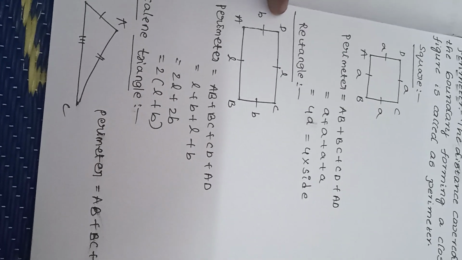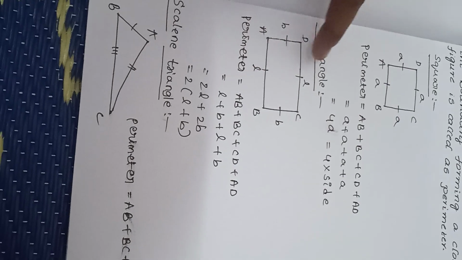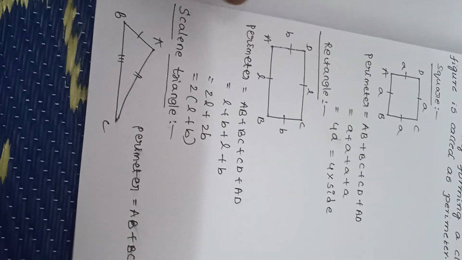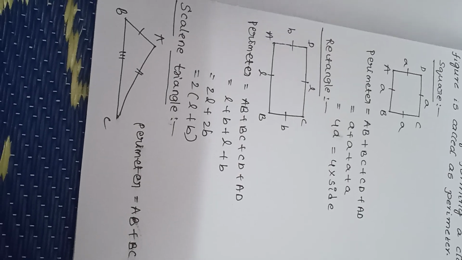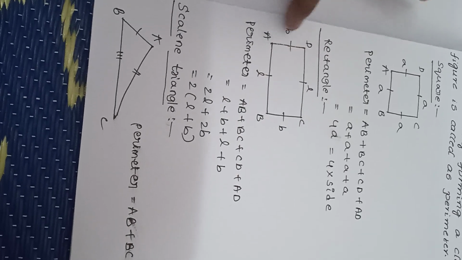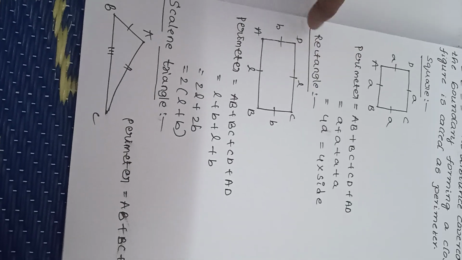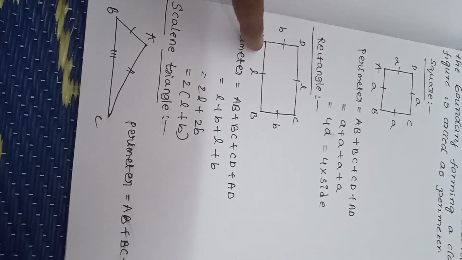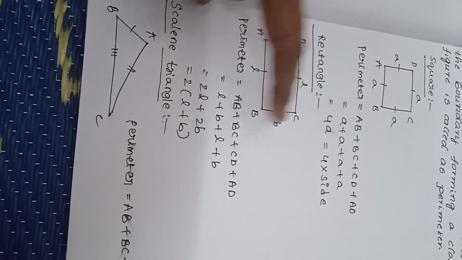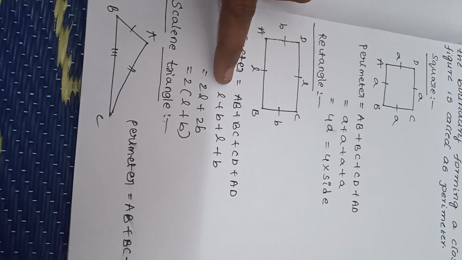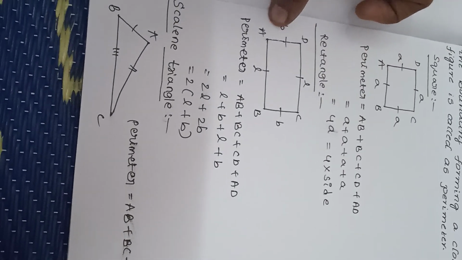Let us see the rectangle. So first draw the figure. Rectangle means opposite sides are equal. So this AB is L and CD also L and BC is B and AD also B. So what is the perimeter? It means sum of all sides. Sum of all sides is AB plus BC plus CD plus AD. So AB is L and BC is B and CD is L, AD is B.